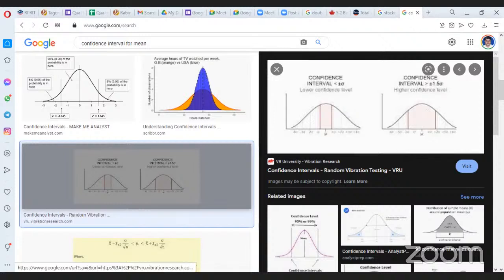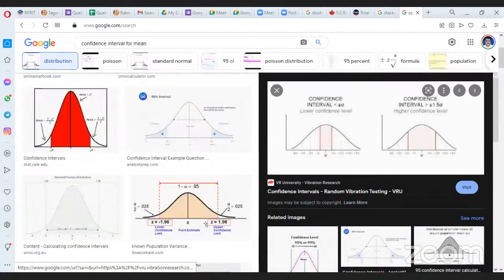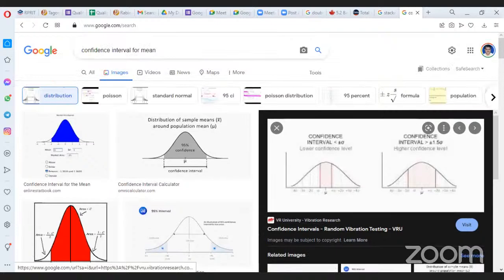Is it clear to all of you? So this confidence interval is very important when you want to infer your score for the population. Is it clear to all of you or any question?